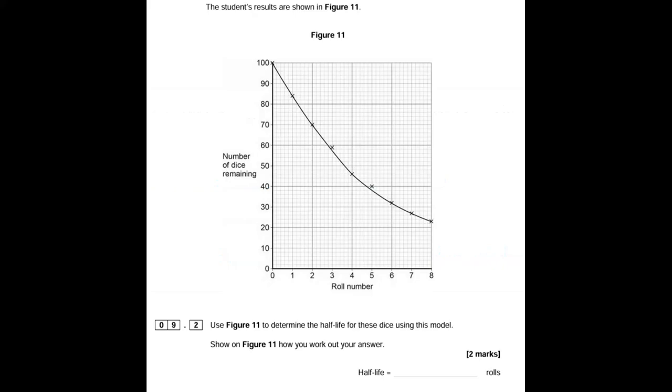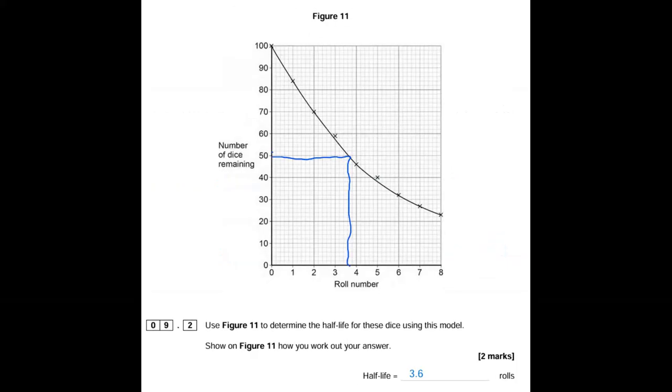Okay, then we are given the student's results as a graph, and we're expected to work out a half-life of the dice. Now you can see for this, because we started off with 100 dice, one half-life would be when we have 50 dice left, and you just go along from 50 dice and down to see how many rolls it takes, and it's 3.6 rolls is the half-life for the dice.